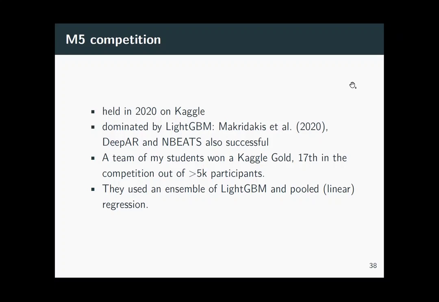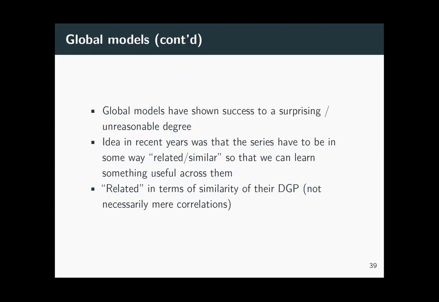Okay. Yeah, so global models have shown success to a quite surprising, unreasonable degree. The idea was for a very long time that these series have to be related or similar in some way so that you can learn something useful across them. Then people started asking, what does related mean? Is that correlated, or what does it mean? So it's certainly in terms of the data generating process.